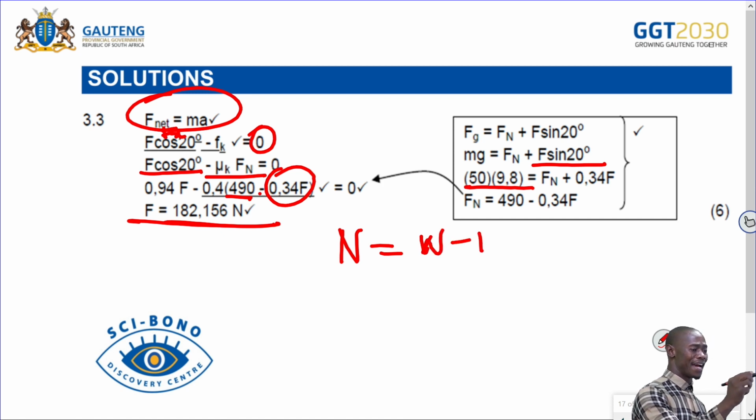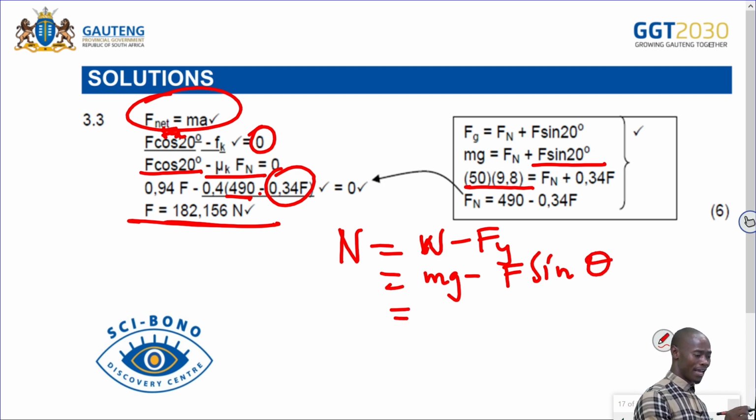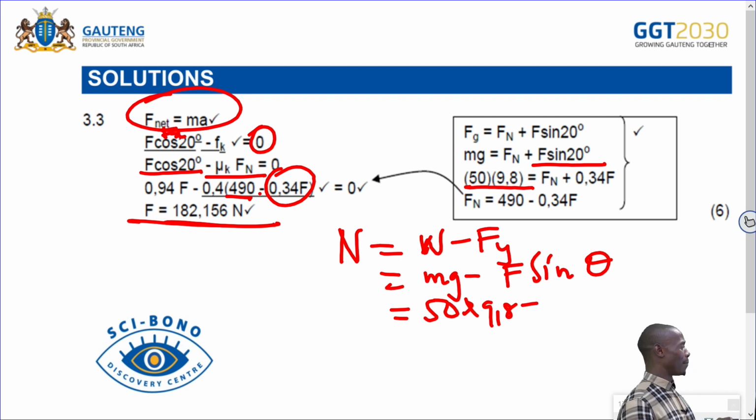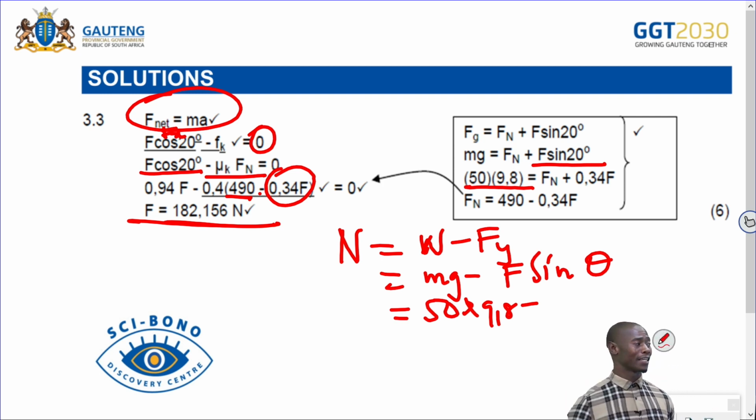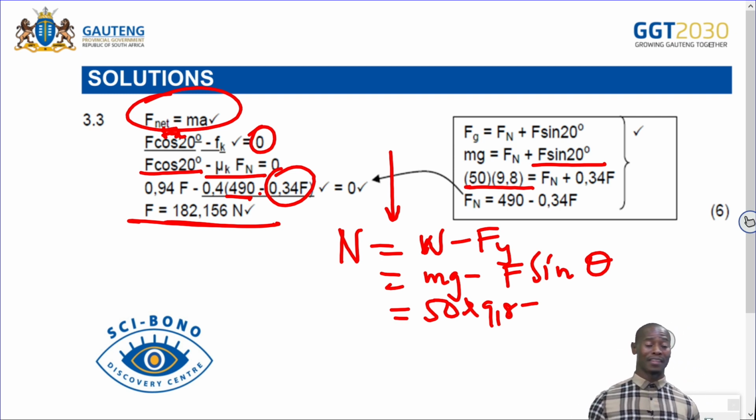Weight minus what? Fy, which is mg minus what? Fy, which is F sine what? Sine theta. So m, 50 times 9.8, minus the magnitude that we got. Even if you got 500, it's still fine. There's what we call positive marking. So continue with that answer, because at that moment you are not even sure whether it is right or wrong. So you continue with that answer.